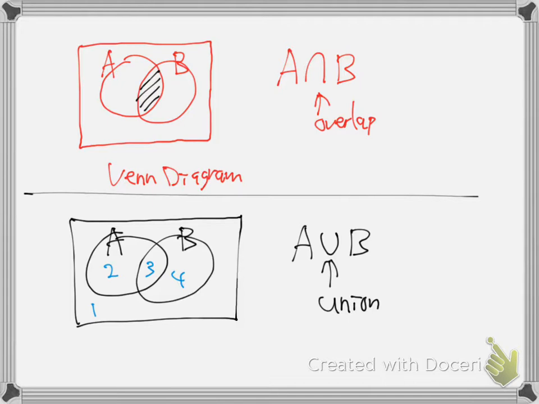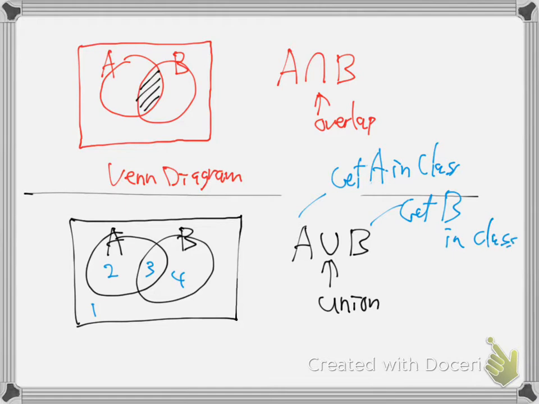So if you're in region 1, let's make this real. I think this is just weird when it's not real. How about A is people whose first name starts with an A. Make it easy. Or how about people who are going to get an A in the class? And B is people who are going to get a B in the class. Let's say. Okay.